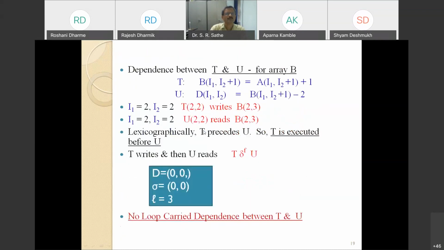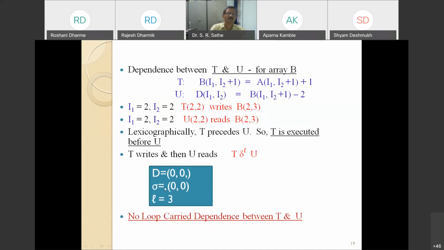Now again T and U are another two statements. Let us analyze them. At I1 equal to 2, I2 equal to 2, T22 writes B23, because it appears on the left hand side. And at I1 equal to 2, I2 equal to 2, U22 reads B23. So now what about the dependence vector? The dependence happens on the same iteration. First it writes, then the second one reads, because the indices are exactly the same, I1, I2 plus 1 in both the cases. So the dependence vector is 0, 0.